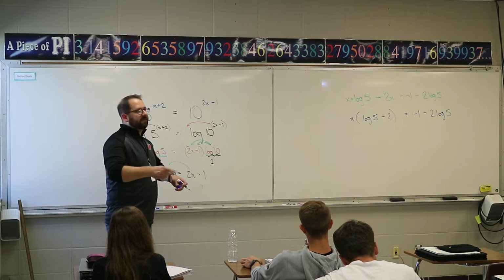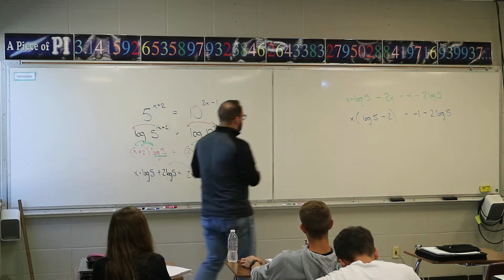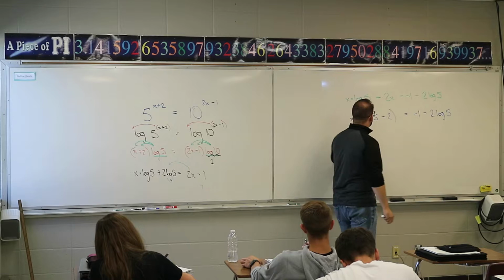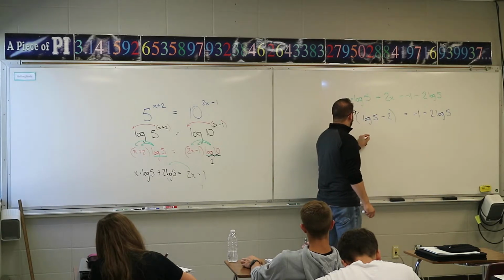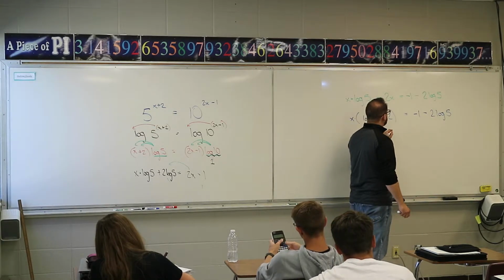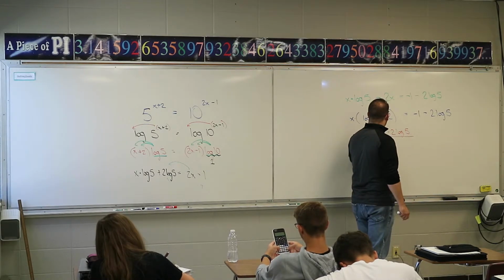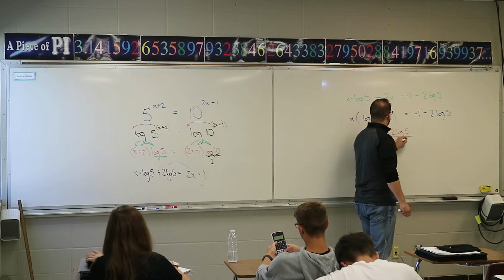And the last step is divide your answer over. So divide this digit, whatever this is, over to the other side, because these are being multiplied together. So your final answer is this: -1 minus 2 log 5, all divided by log 5 minus 2.